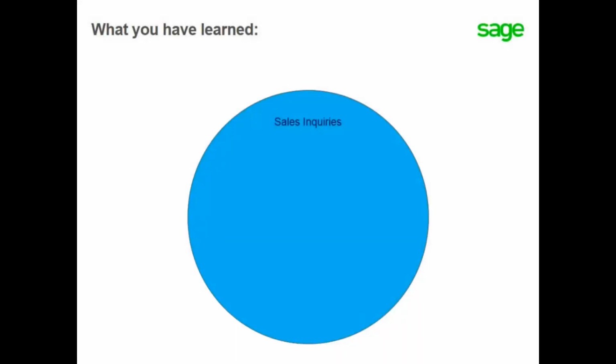In this topic, you have learned the process to view the sales inquiries list, how to export and print the results of your inquiries, and finally, how to set a memo for recurring selection.